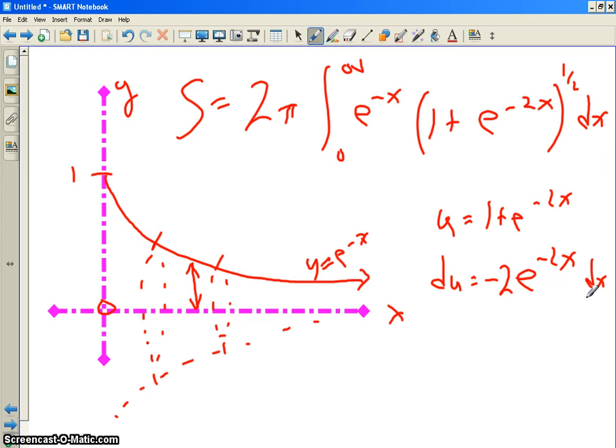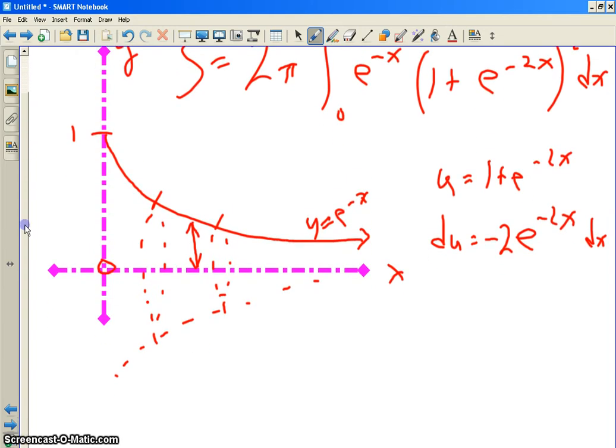Too complicated. If I replace, what do I replace dx with? I replace dx with du over negative 2 e to the 2x. Doesn't match. Too much information. Can't cancel all the x stuff out, right? So guess what? We're going to do another convergence table. Here we go.